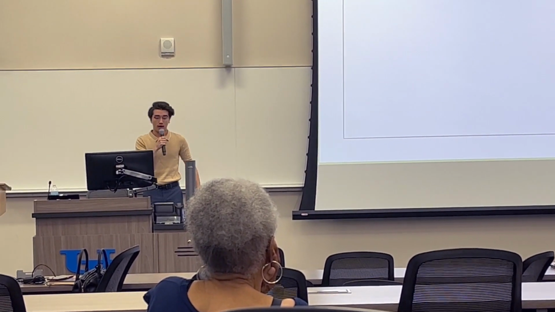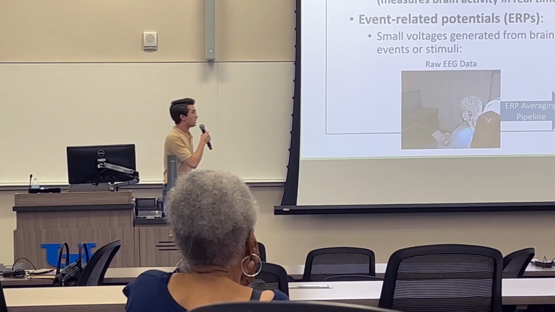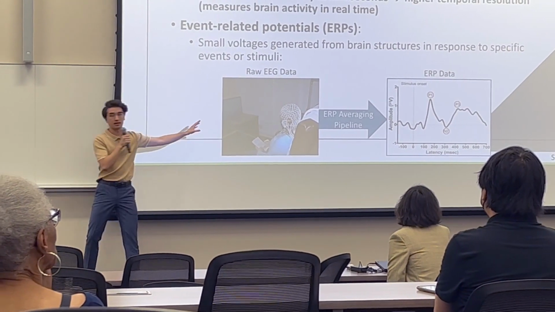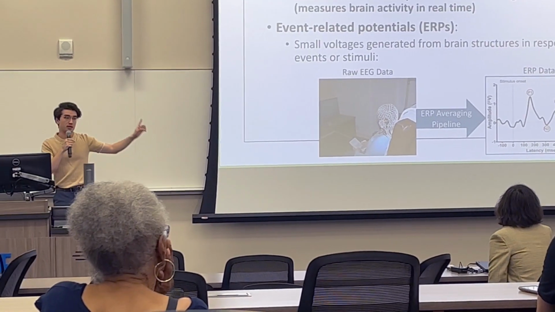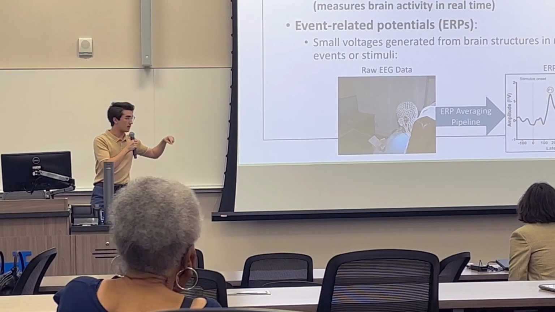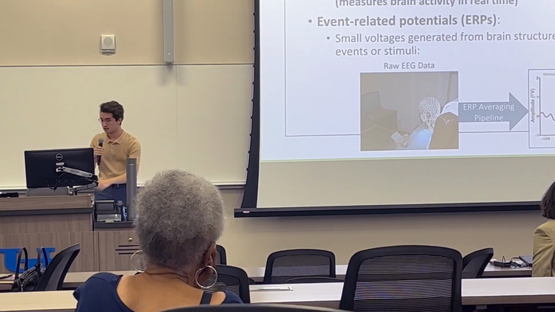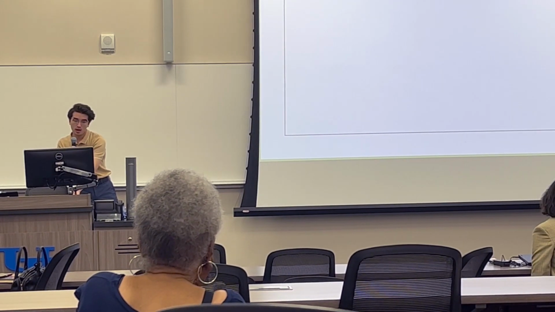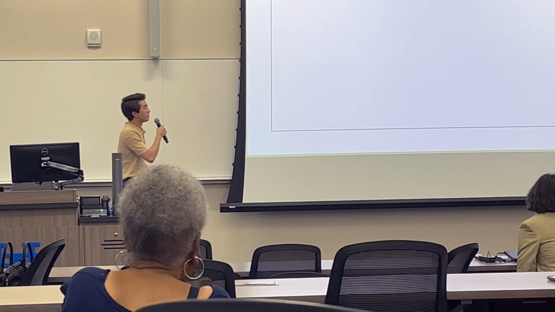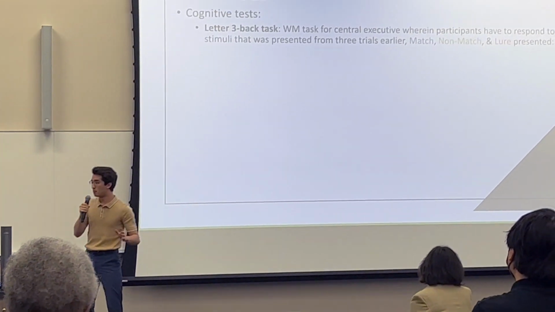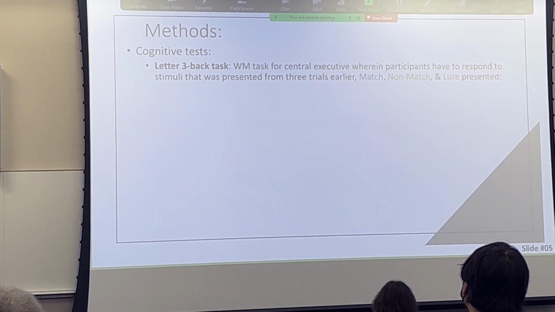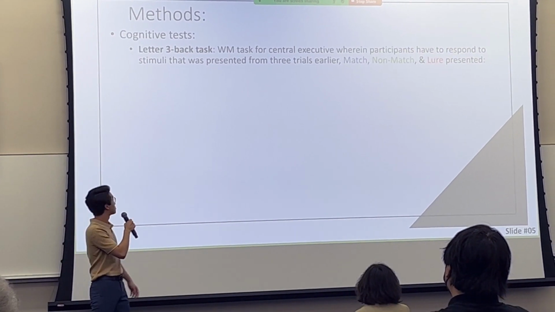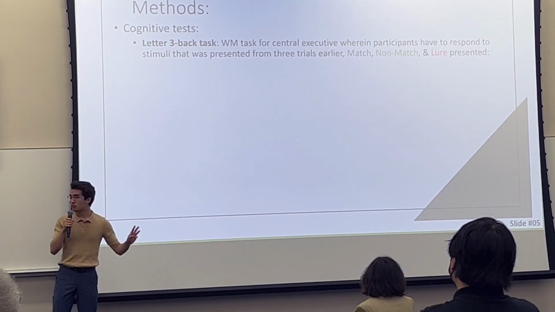Okay? Another thing to keep in mind is that in the present study, the participants are doing exactly this. And what they're doing in this specific study is a battery of cognitive tests, and I'll get to the two that generated the most significant results. The first of which is called the letter 3-back task. This one is the most important because it probes specifically the central executive, where participants have to respond to a stimulus that was presented 3 trials ago.